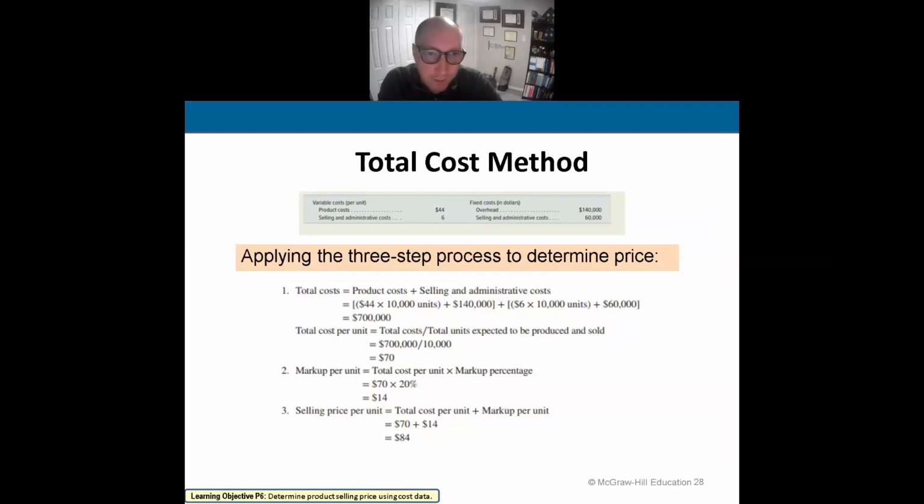The next method is called the total cost method. We take the product cost plus the selling and administrative expenses to get total cost. Take the total cost divided by the total number of units we expect to produce, and multiply that amount by the markup. And we take the total cost plus the markup to get the total sales price.